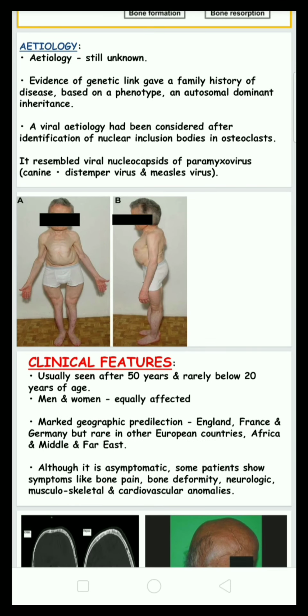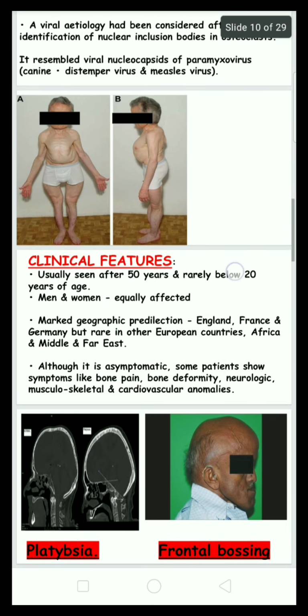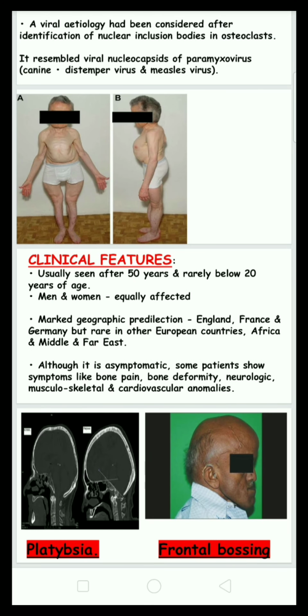Clinical features: individuals around 50 years of age or older are mostly affected. Below that, it is rarely seen, and rarely in 20-year-old individuals. Men and women are both affected. The disease is found in countries like England, France, Germany and other European countries, Africa, the Middle East and the Far East.